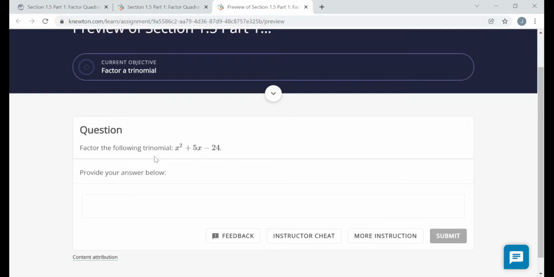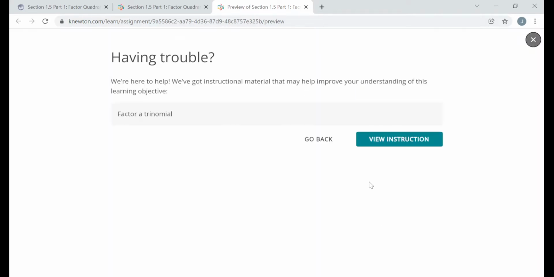Say you're trying to work on a problem in a particular objective and you're struggling, or you don't remember what to do. You've gone through the reading, you've watched some videos, and maybe it's been a bit and you forgot. You can click on more instruction, and it's going to ask you, go back or view instruction, and it's going to be instruction related to that objective that you're currently on, right?